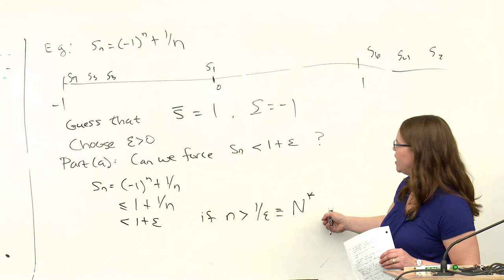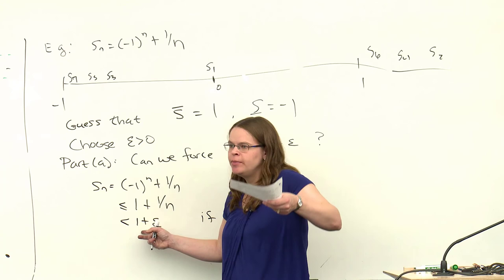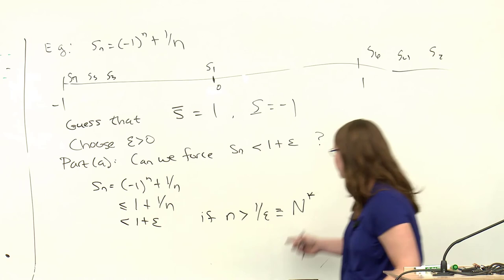Part A says that indeed 1 looks like an upper bound in the limit. As n gets large, Sn wants to stay less than 1. It might climb a teeny bit above it, but not by very much. It's trying to get close to 1 or stay definitely less than that, and we can do that as long as we take n big enough. So part A checks out.